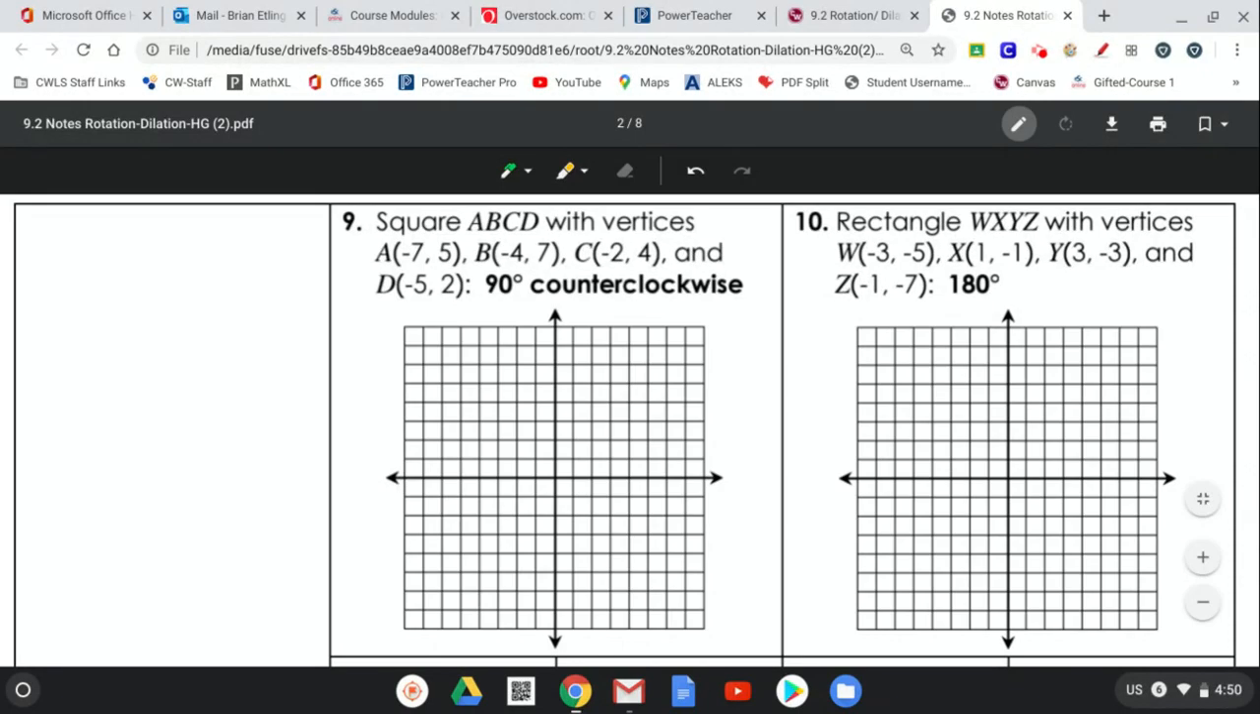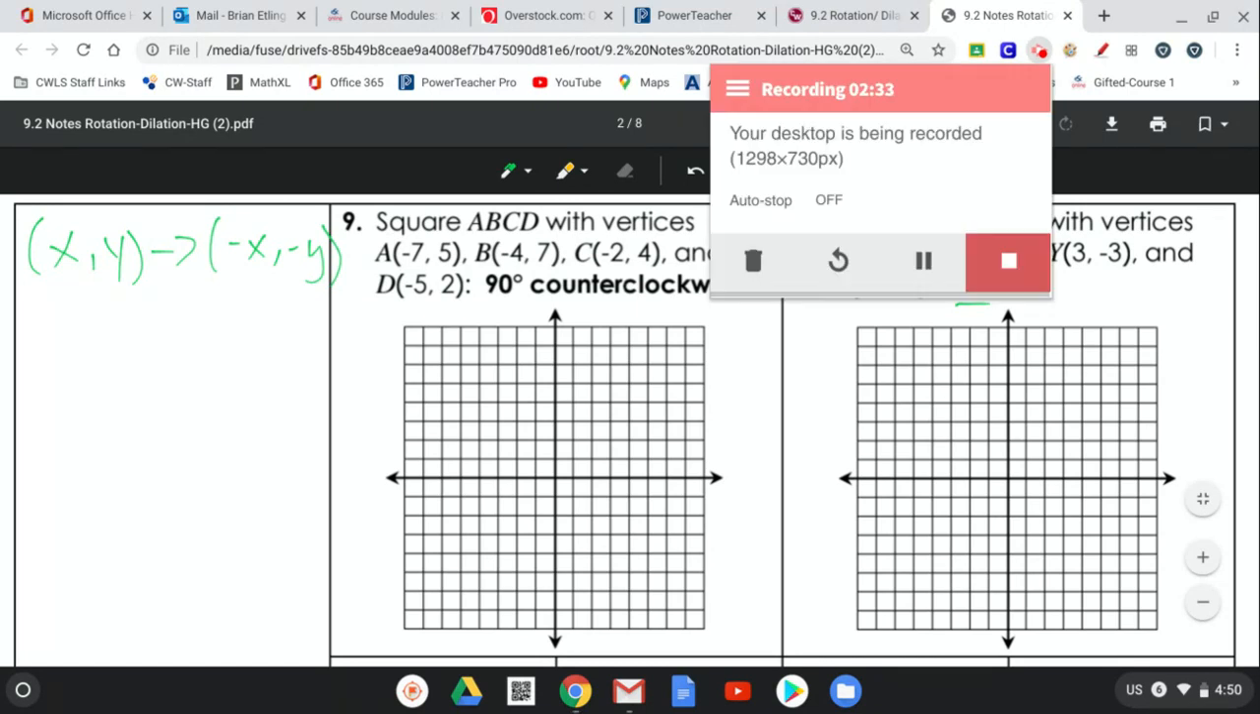So for number 10, we're rotating 180 degrees. So our rule for rotating 180 degrees is, and I'm going to write it over here in green, x comma y changes to negative x, negative y. Okay? So that's the rule for rotating 180 degrees. Now, for this, I'm going to pause the video for a second and write down the coordinates.